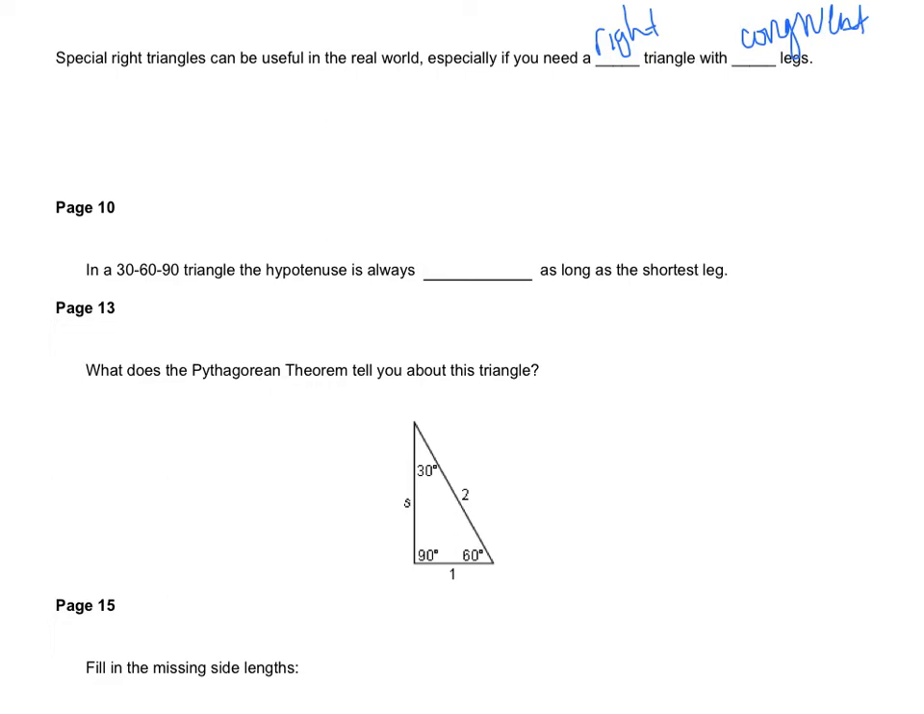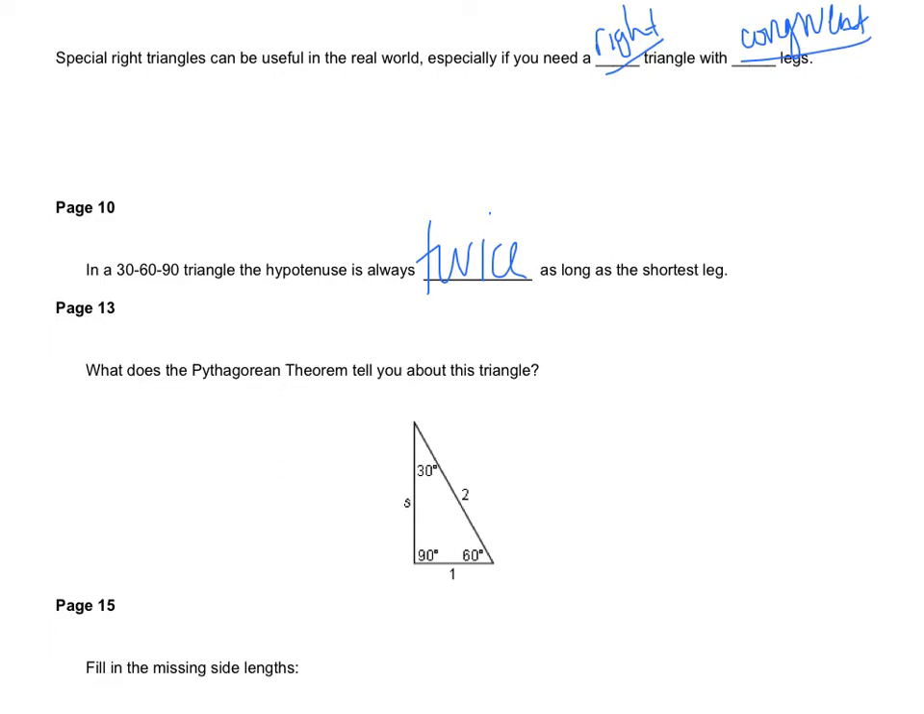Special right triangles can be useful in the real world, especially if you need a right triangle with congruent legs of 45, 45, 90. Our second type of special right triangle is a 30, 60, 90. It's important to note that in a 30, 60, 90 triangle, the hypotenuse is always twice as long as the shortest leg. The hypotenuse is always twice as long as the shortest leg.